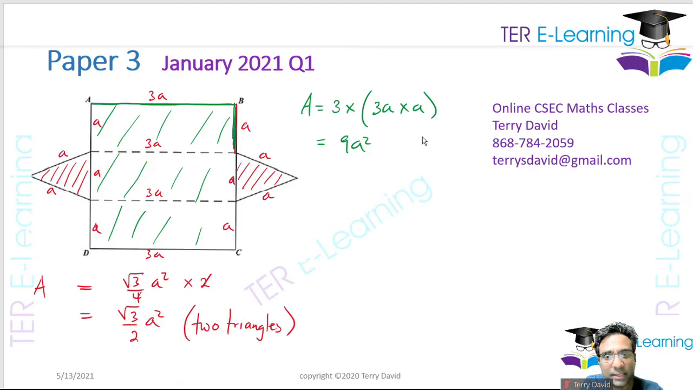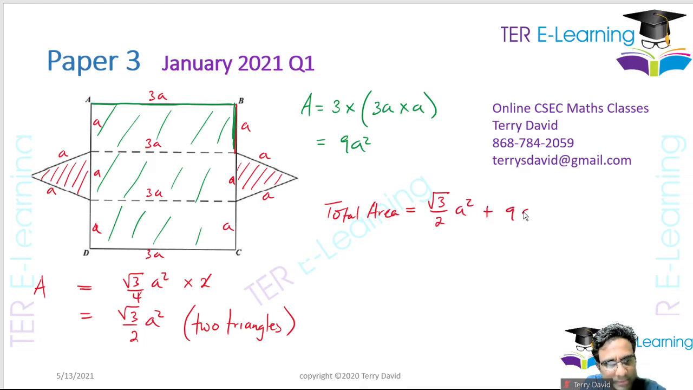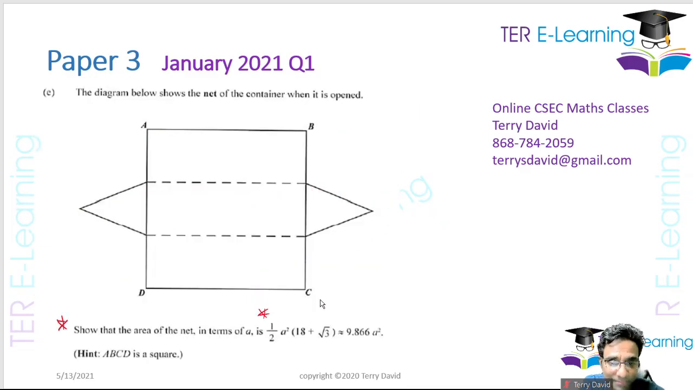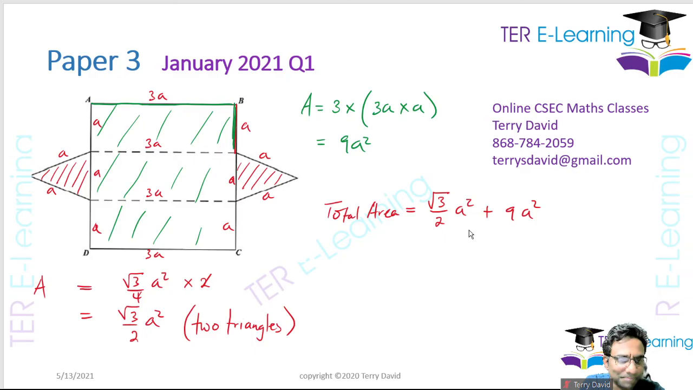So my total area now, so your total area, is going to be equal to, you have to add the 2 triangles, which is root 3 over 2 a squared, plus 9a squared. Now let's go back and see how they wanted us to write this. So they want you to write this as a half a squared, open brackets, 18 plus root 3. So let's see.